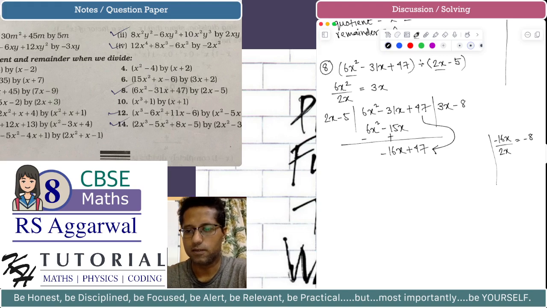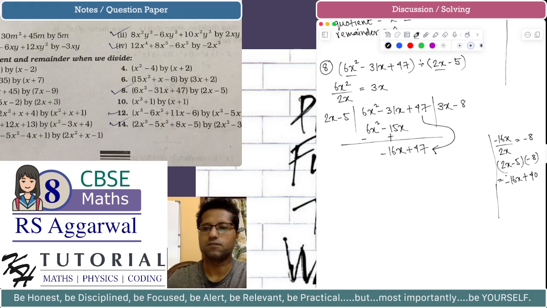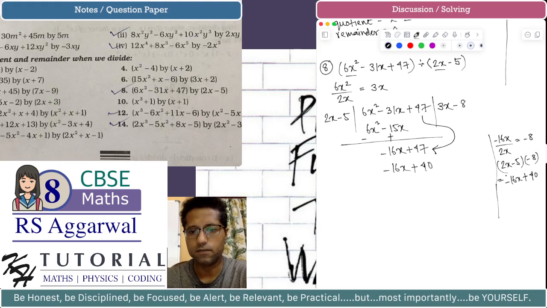Now you will find the product of minus 8 with the divisor. So 2x minus 5 multiplied by minus 8 is equal to minus 16x plus 40. So we have minus 16x plus 40. You subtract the product from the current dividend.